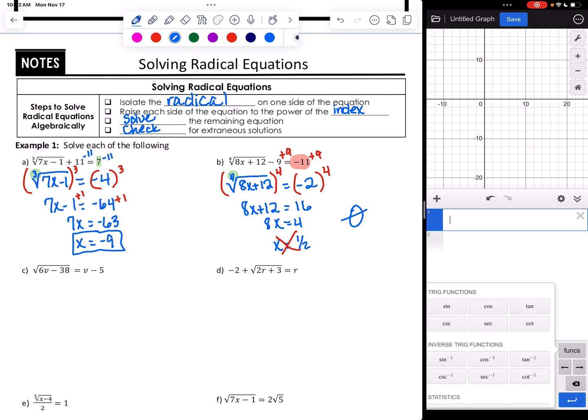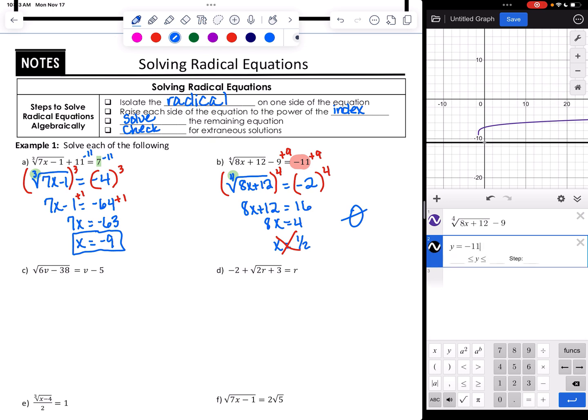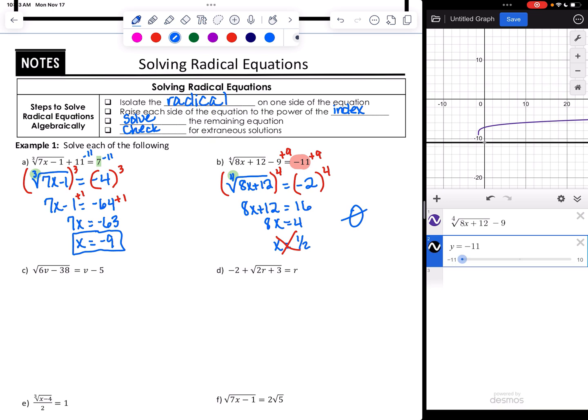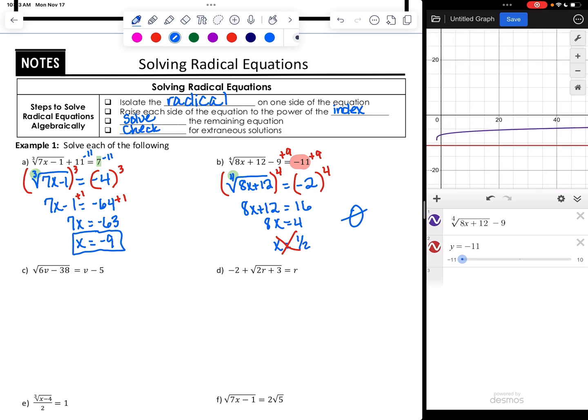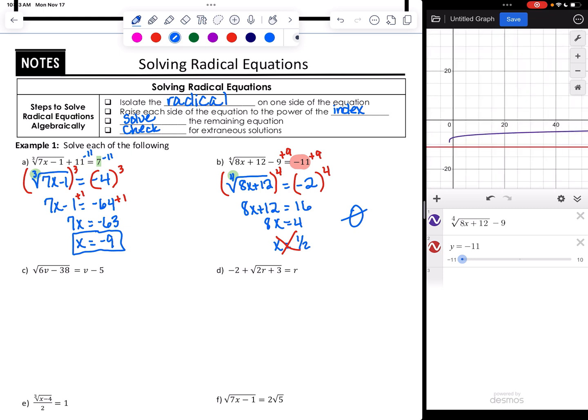Let's say we had the fourth root of 8x plus 12, minus 9. And I wanted to know when that will equal negative 11. So y equals negative 11. Let me change that to red so you can see it better. So you can see we have this purple fourth root function, and then we have a linear function, y equals negative 11.